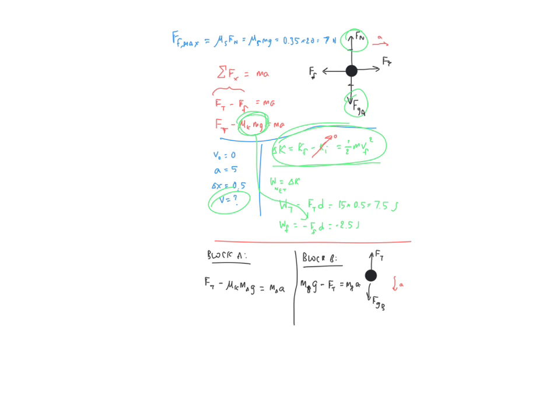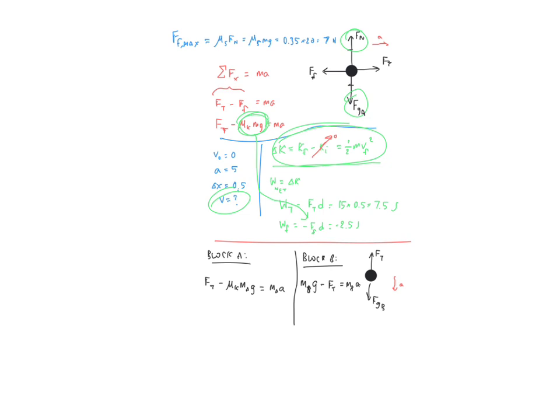Back up in the first part, we got an acceleration on the front side of the page. The acceleration was 5 meters per second squared. We got that right here, using kinematics. But now down here in part F, we're getting an acceleration of about 2.86 meters per second squared. So why did the acceleration get so much less?